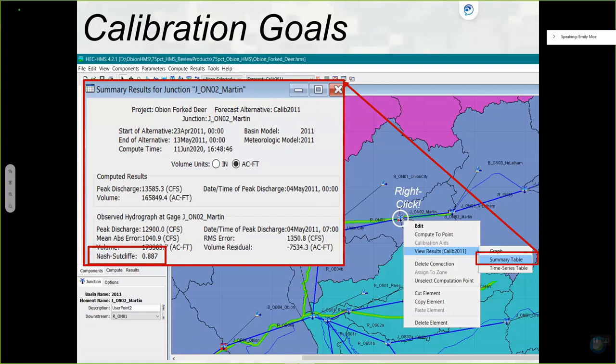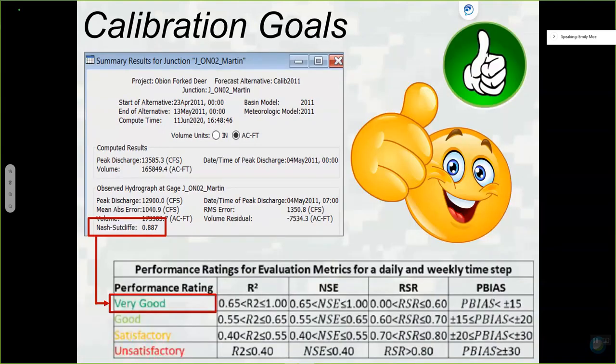So thankfully, if you have observed flow data linked to a junction within HMS, HMS itself will actually compute several goodness of fit statistics for you. And these statistics can be found in the junction summary table by right-clicking on the junction and selecting View Results and then Summary Table. So for example, here you can see the Nash-Sutcliffe there. This particular location and event has a Nash-Sutcliffe value of 0.887, which would fall into the very good category. So technically, this is a statistically good calibration here.